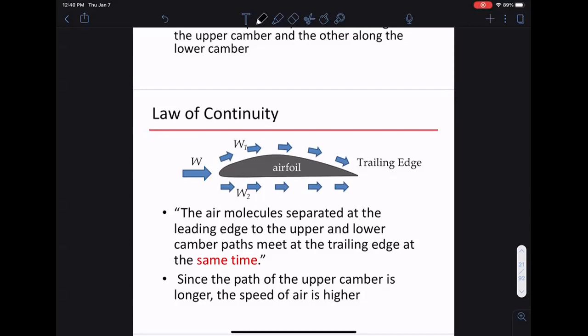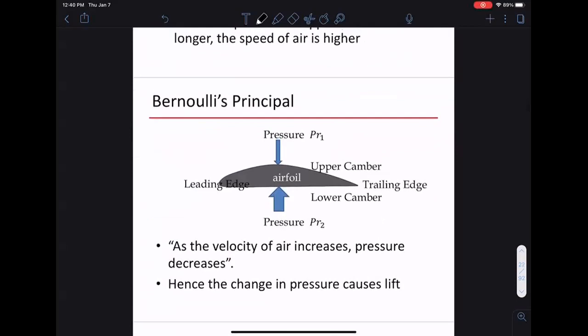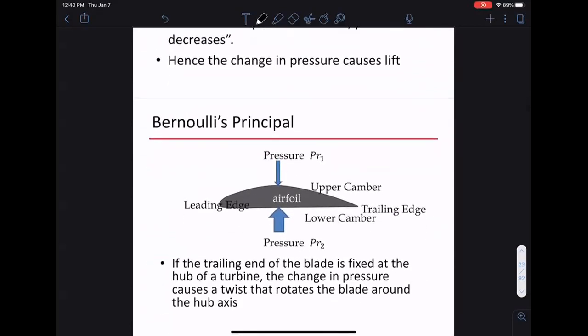So this pressure difference basically comes from something called Bernoulli's principle, where you're faster on one side and slower on the other side, and this pressure difference creates lift. The lift is created this way according to the Bernoulli principle.